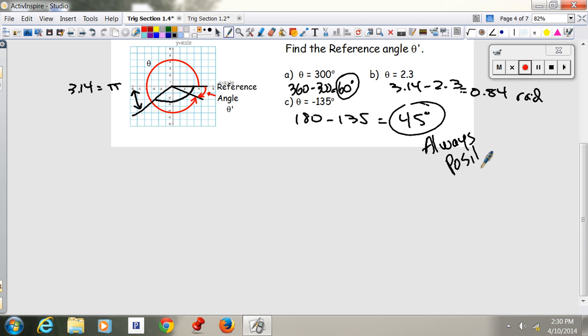Because think about this. If I have a triangle, and I got 3 angles in a triangle, could any one of those be negative? No. You can't have a negative. If you're opening up, it's a positive angle, no matter what. So when I'm drawing in a triangle right here, it's got to be a positive angle right there because I'm making it into a triangle. So your reference angles are always positive angles, no matter what. Positive amount. All right.